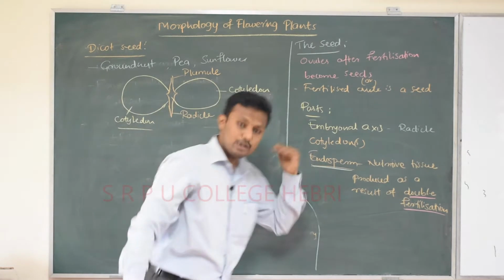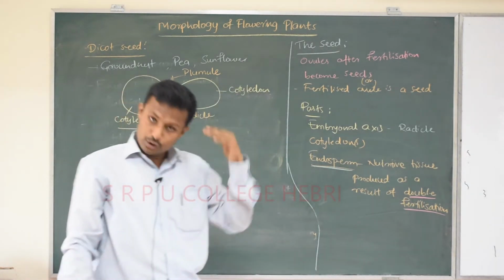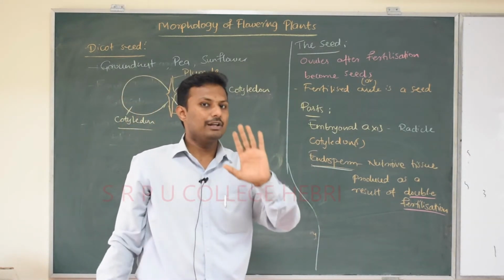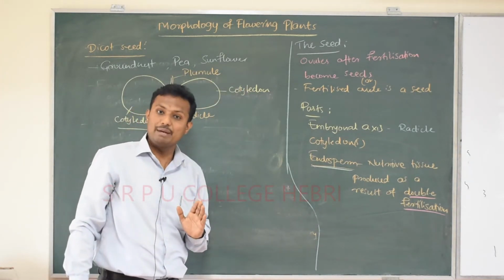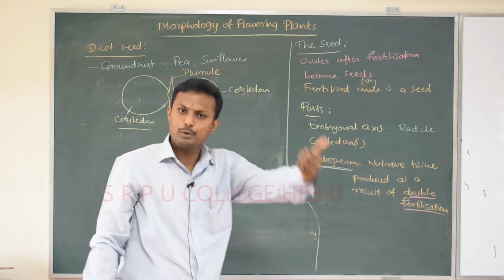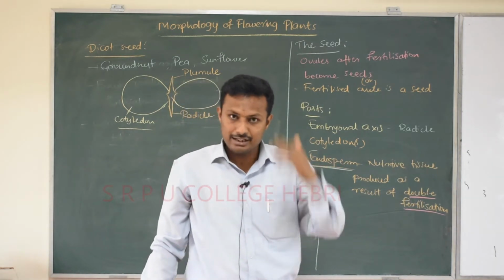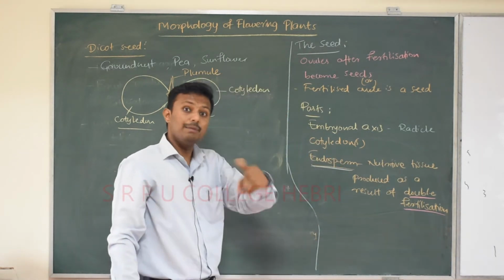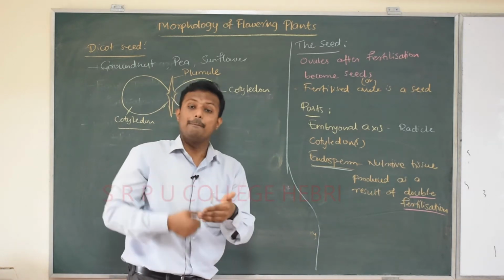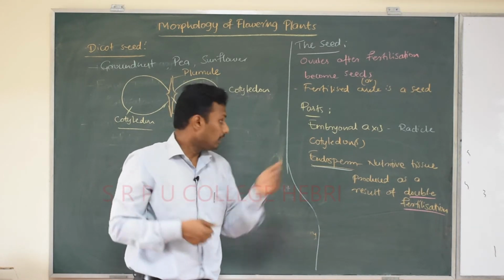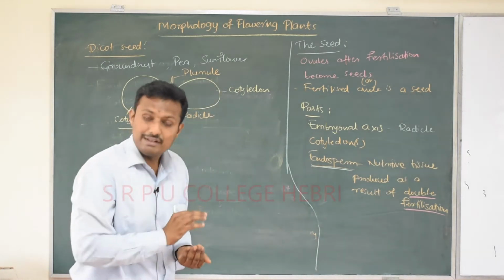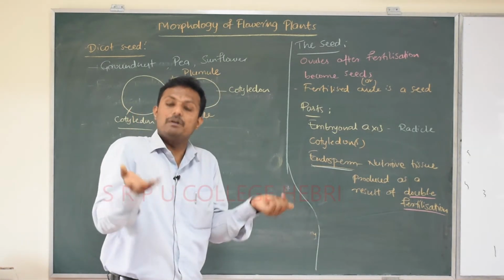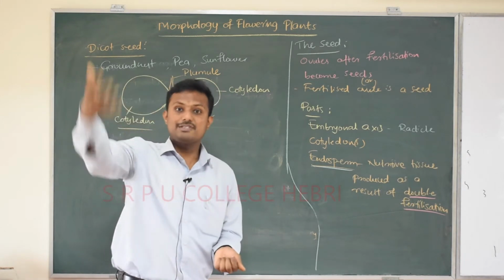Then what about the endosperm? See, endosperm, though it is present, it will not be retained until the germination of the embryo. There are many processes which are taking place, right? So this endosperm may be utilized completely by the embryo, even before the germination. That means there are certain seeds which will not have any endosperm left at the time of seed germination.